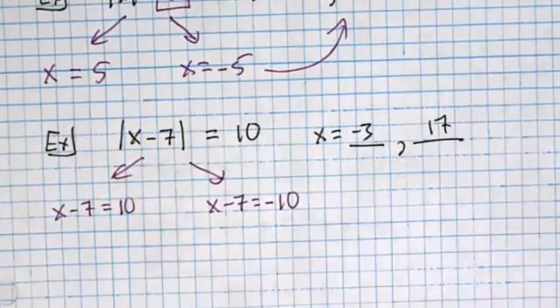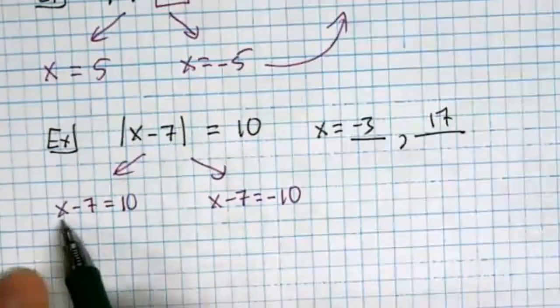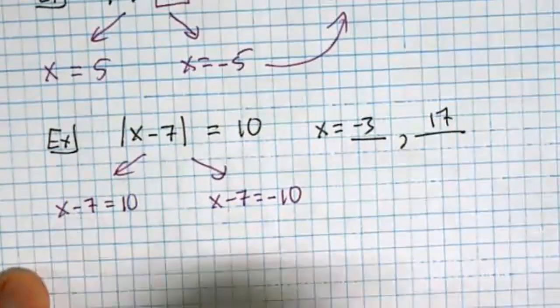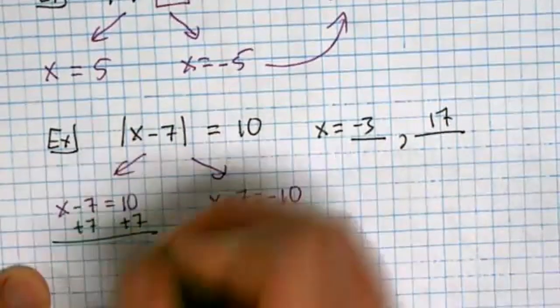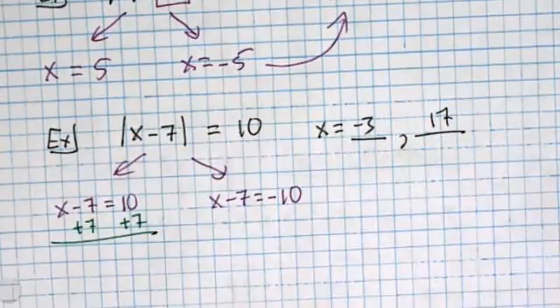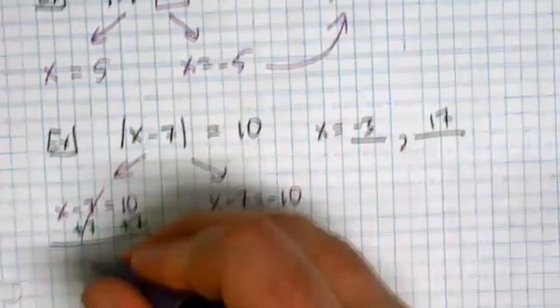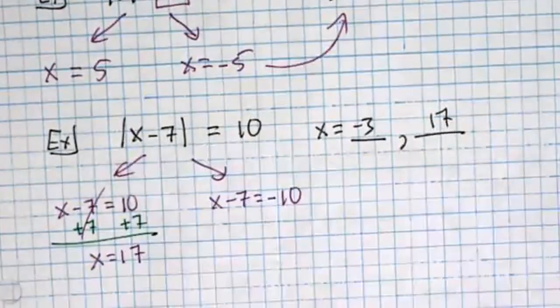Okay, now let's solve. I want to get x by itself here. How am I going to get rid of this -7? We'll do +7 on both sides. Those will cancel. What is 10 plus 7? 17. There's one of my answers.